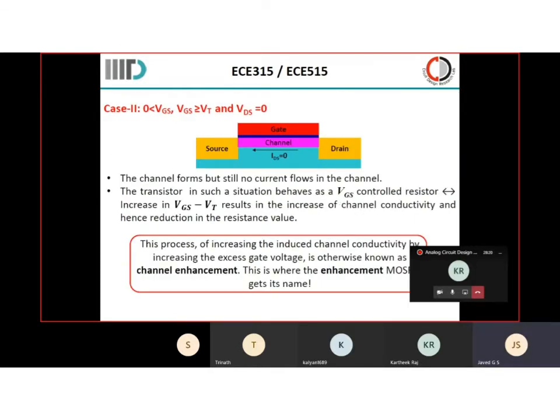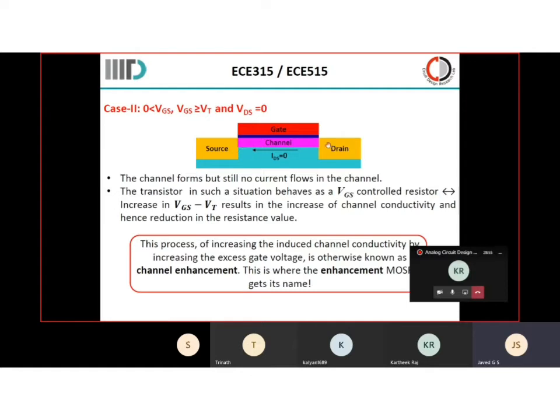Now we will look at the next case, where VGS is greater than VT, but VDS is 0. That is, the drain to source voltage is 0. So a channel is formed here, but there is still no current flow, because between the drain and the source there is no potential difference. And as we know, for a current to flow, you need to have a potential difference between the 2 points, and that is not present here. So you will not find any drain current flowing through the device.